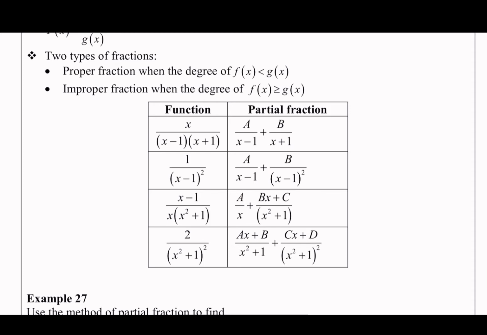Okay, and then kita ada x minus 1 over x times x squared plus 1. So ini untuk yang quadratic that cannot be factorized. Quadratic yang tak boleh factorize. Okay, so untuk ini macam mana kita nak pecahkan dia? So ni kita ada A over x for this part and Bx plus C untuk yang quadratic that cannot be factorized. Then kalau kita ada quadratic that cannot be factorized and also repeating, kita buat sama je, Ax plus B over x squared plus 1 plus Cx plus D over x squared plus 1 all squared. So this one sama je lah, cuma yang ni kat atas dia linear, yang ni pula kalau dia quadratic that cannot be factorized, atas dia adalah Ax plus B.